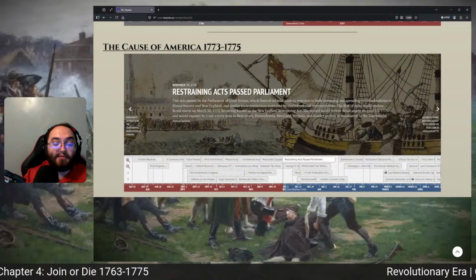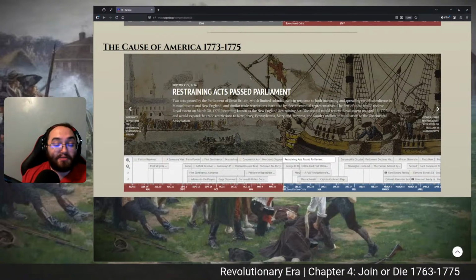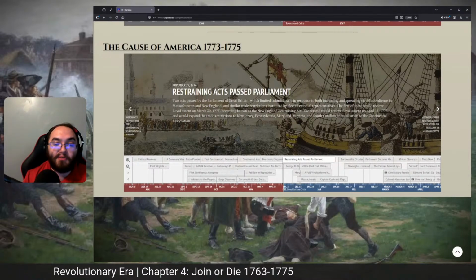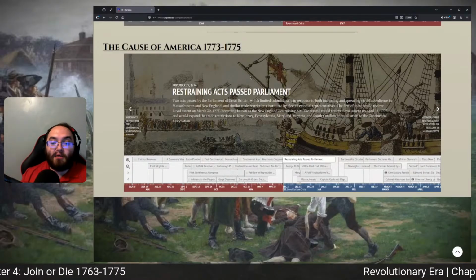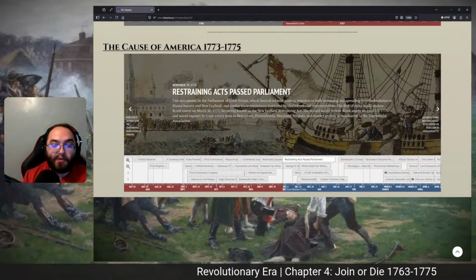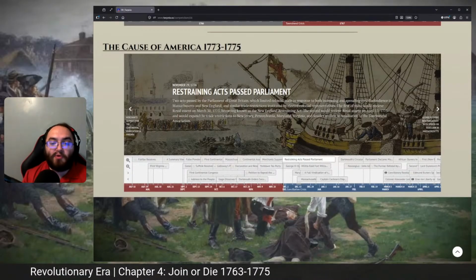The Restraining Act is passed in Parliament. Or Restraining Acts, there's 2 of them. These 2 acts passed by Parliament of Great Britain limited colonial trade in response to both increasing and spreading civil disobedience in Massachusetts and New England, and similar trade restrictions instituted by elected colonial representatives.